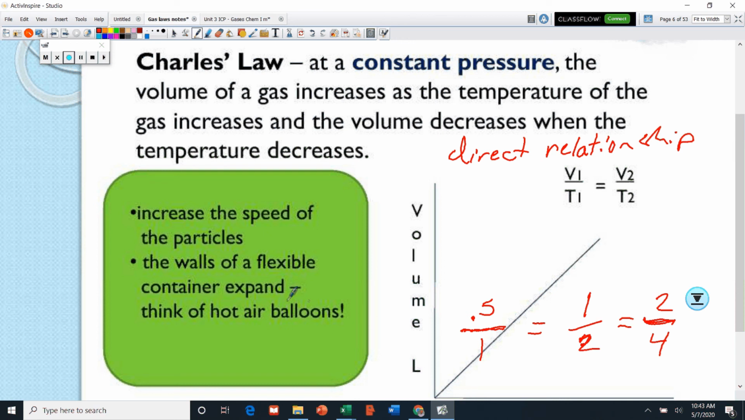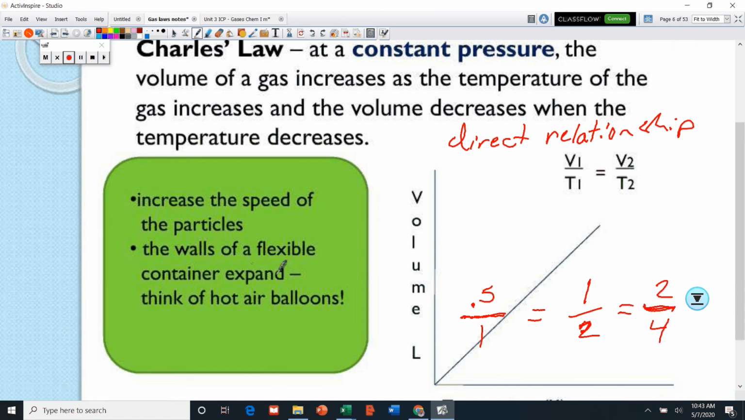Now, putting this in real-world context, what we see here is volume and temperature. Think of a hot air balloon. Whenever they have those burners in a hot air balloon, you have the air inside the balloon. You heat up the air, it expands. It causes the air to become less dense than the surrounding air, and that allows the hot air balloon to float. As the air in the hot air balloon cools, the air molecules become more dense, and the volume of the air reduces. Therefore, the hot air balloon starts falling again.